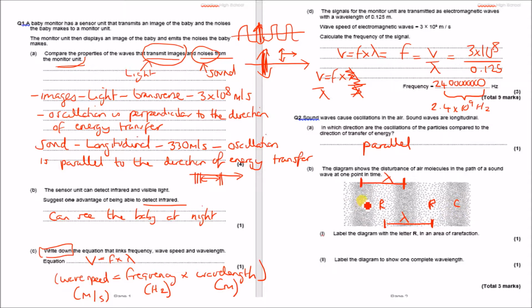It's not on the diagram, sorry, it's not on the question, but this is equal to a compression, and you need to know that for your exam. So a compression is when all the particles are close together, and a rarefaction is when they are far apart, and the wavelength is from one identical point to the next.